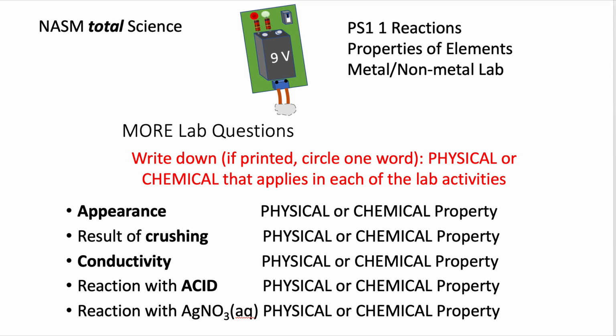And then for an idea here, looking at physical or chemical properties that applies in each of the labs, and you can either circle or just write down for 1, 2, 3, 4, and remember appearances, station 2, part 1, whether they're physical or chemical properties.